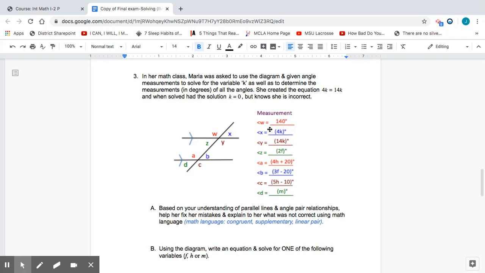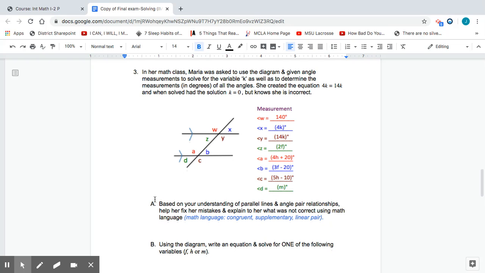You had 140 here, you had 4k for x, and I'll put my cursor on x. For y, you had 14k. For z, you had 2f. For a, you had 4h plus 20. For b, you had 3f minus 20. For c, you had 5h minus 10. And for d, you had m degrees. And she came up with 4k equals 14k. You got k equals 0.